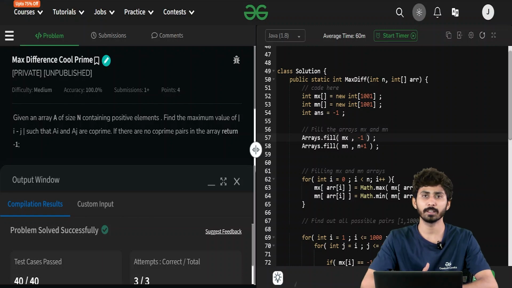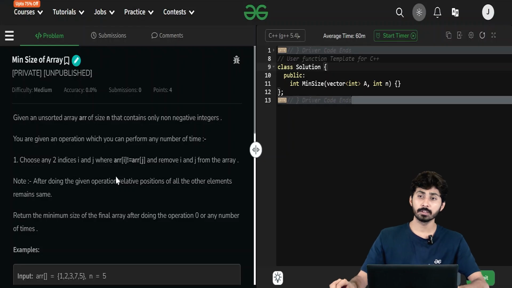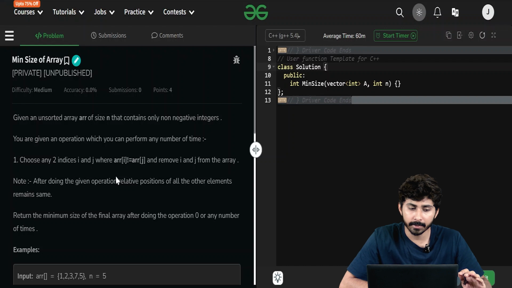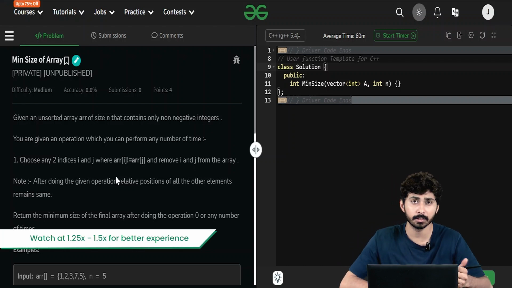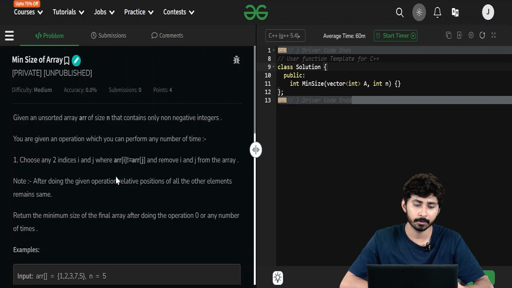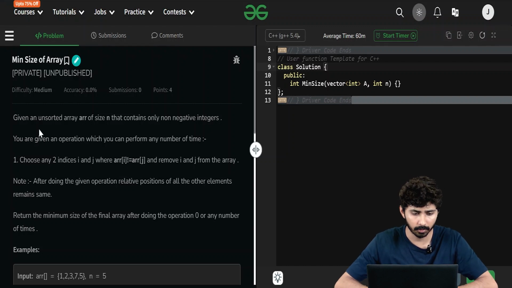And now let's try to see the next question. The next question that we are going to see is basically the minimum size of the array. This is quite an interesting problem. It has many observations that you can make here. So let's start and understand what the question says.